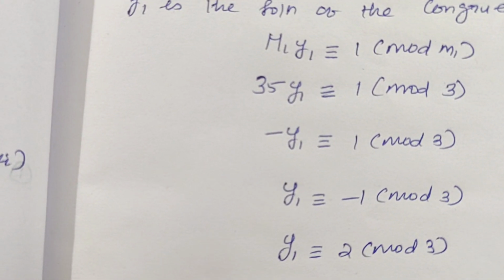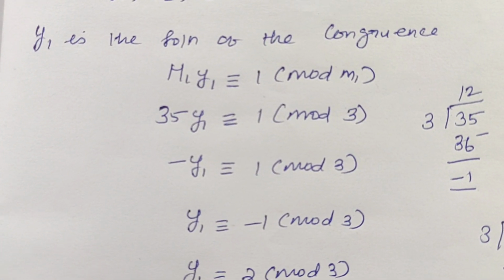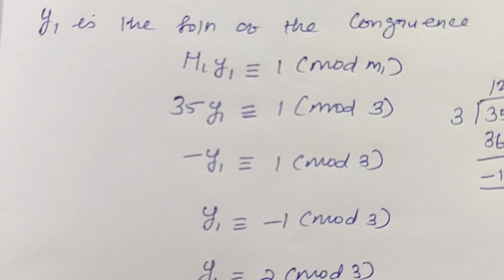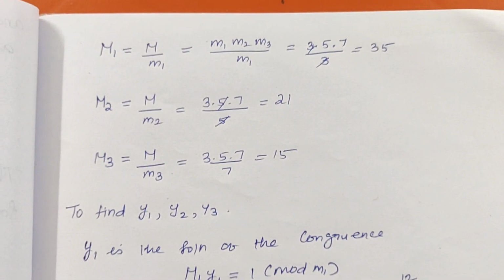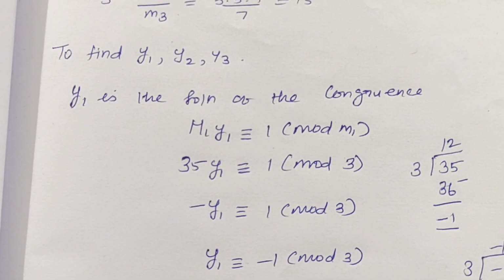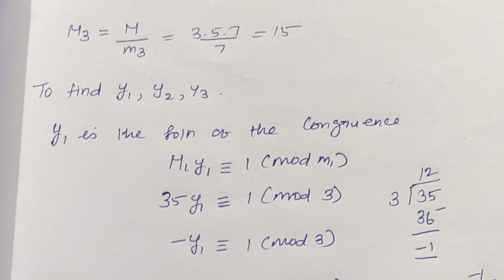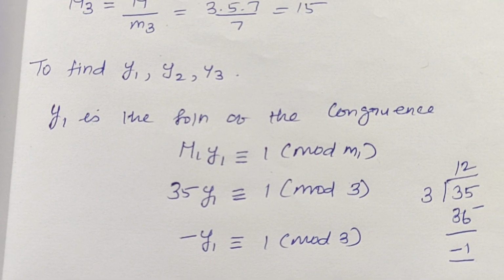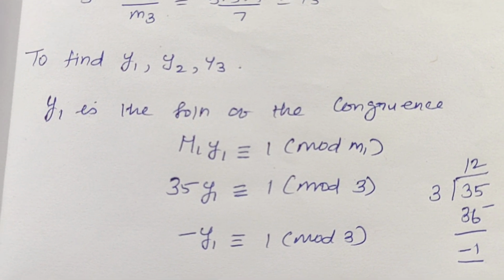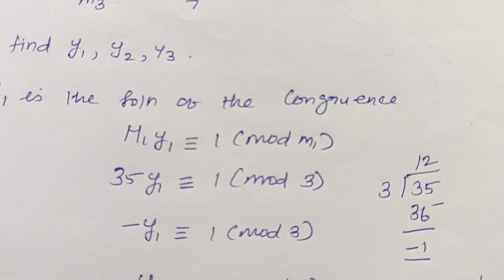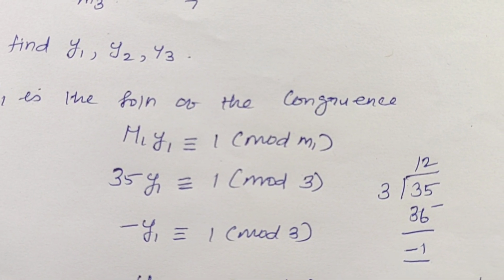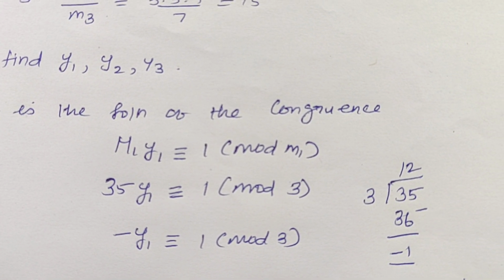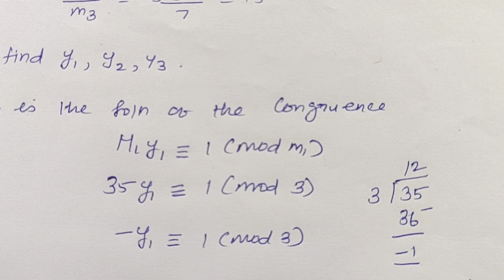y1 is the solution of the congruence, which may be written as capital M1 y1 is congruent to 1 mod small m1. Here capital M1 is 35 and the small m1 is equal to 3. So 35 into y1 is congruent to 1 mod 3. Here the coefficient 35 is greater than the divisor 3. Therefore, I divide this 35 by 3. Then I will get the remainder equal to minus 1.